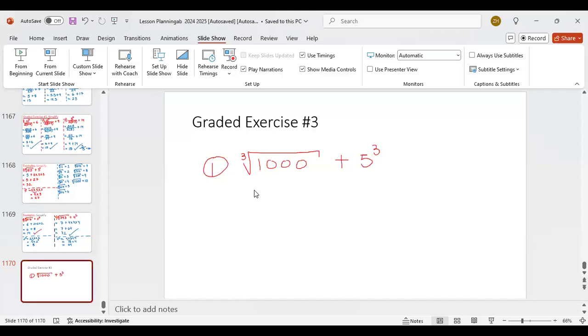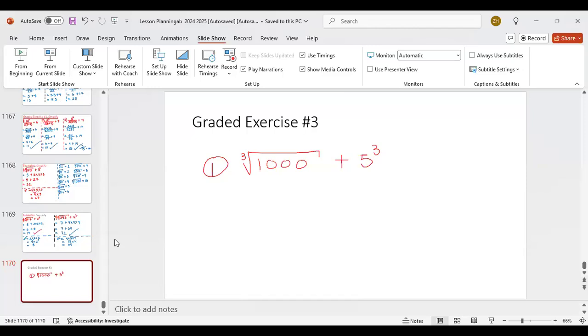The cube root of 1,000 plus 5 cubed. Let me know what you got for that, please. What did y'all put for your answer? 135. 135. Anyone get any answer different from 135?